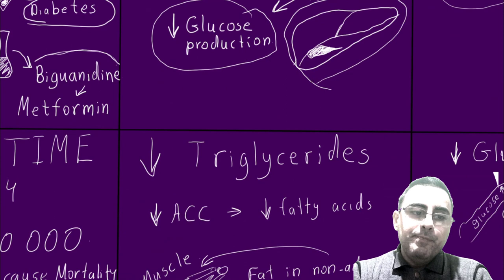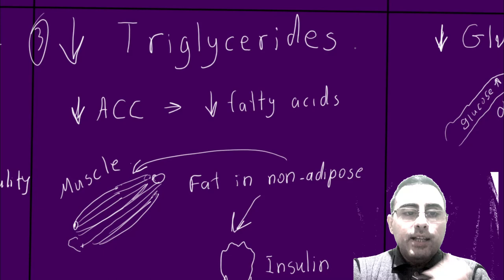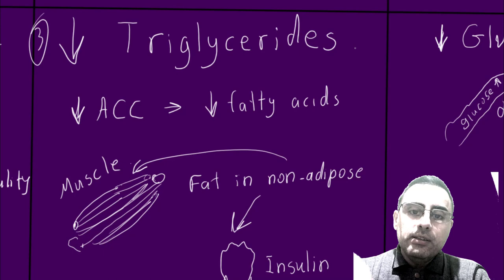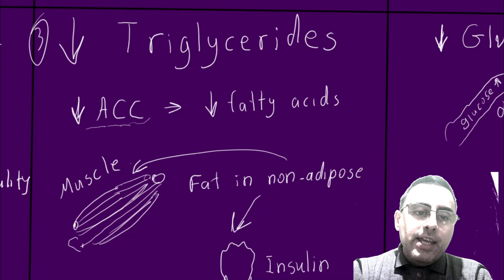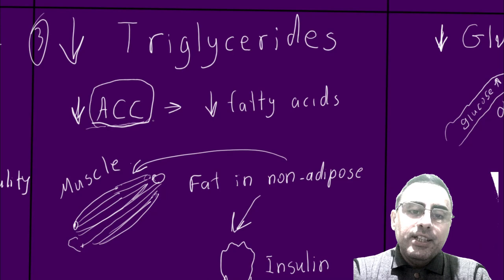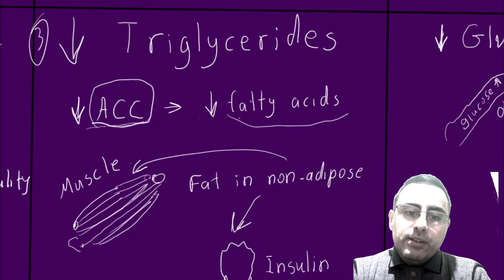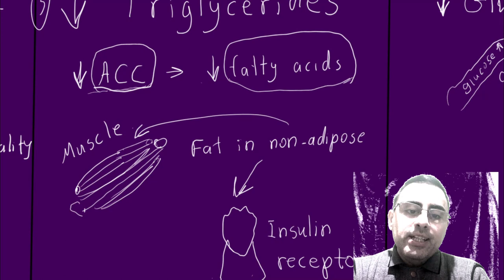Let's see, third is it decreases triglycerides. And now let's say how it does. We have an enzyme, acetyl coenzyme A carboxylase, and metformin decreases the action of this enzyme, decreases ACC, and it causes decreased fatty acids and triglycerides. So less fatty acids and triglycerides are produced, and it means less triglycerides in the blood. It means less triglycerides in non-adipose tissue.